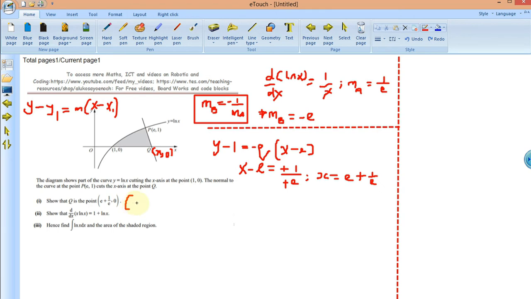I don't know whether I should write this one as 3 over 2, but you can see the answer here is correct. But let me just write it the way they want it. So e plus 1 over e is the same thing as 3 over 2e. Probably I may need to use that later, comma 0. So I've proved that. So this is when y equals 0.